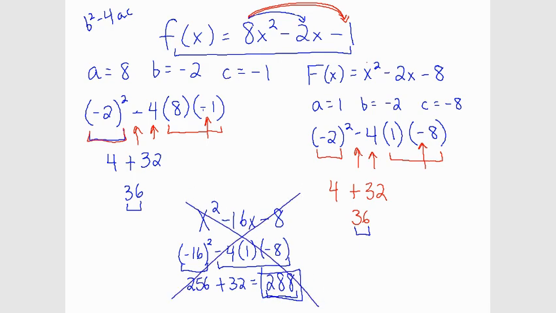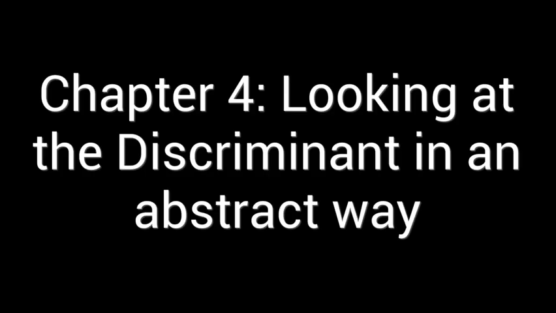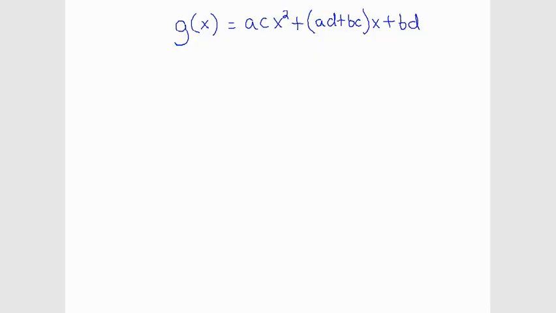Really quickly, one last thing I want to do in this video is prove this in an abstract sense. So let's go ahead and go back to our abstract quadratic, and now we kind of need to keep in mind that a from the discriminant is different from a here. Maybe I should have used different letters. I hope you will forgive me.